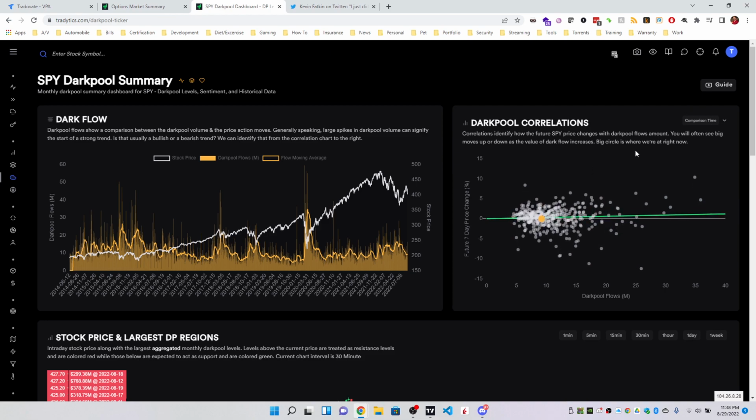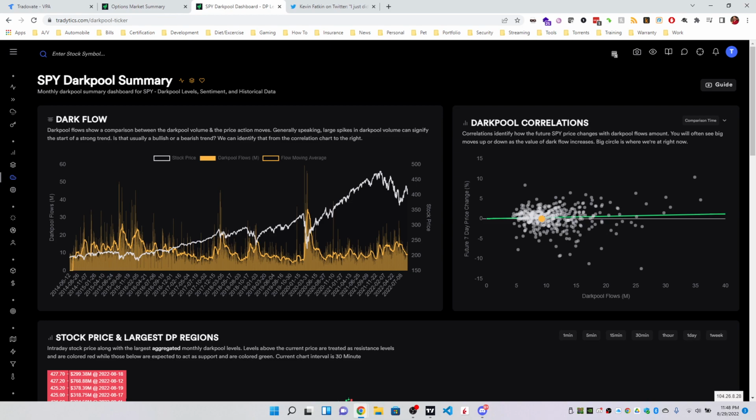We'll go to the 7-day chart, and essentially what we're trying to do is figure out, based on historical correlations, every one of these white dots represents a historical correlation of how much SPY's price changed, in this case over 7 days. So over the next 7 days, how much did SPY's price change based on the amount of dark pool volume coming in? What kind of volatility can we look at? What kind of expectation do we have from this dark pool data?